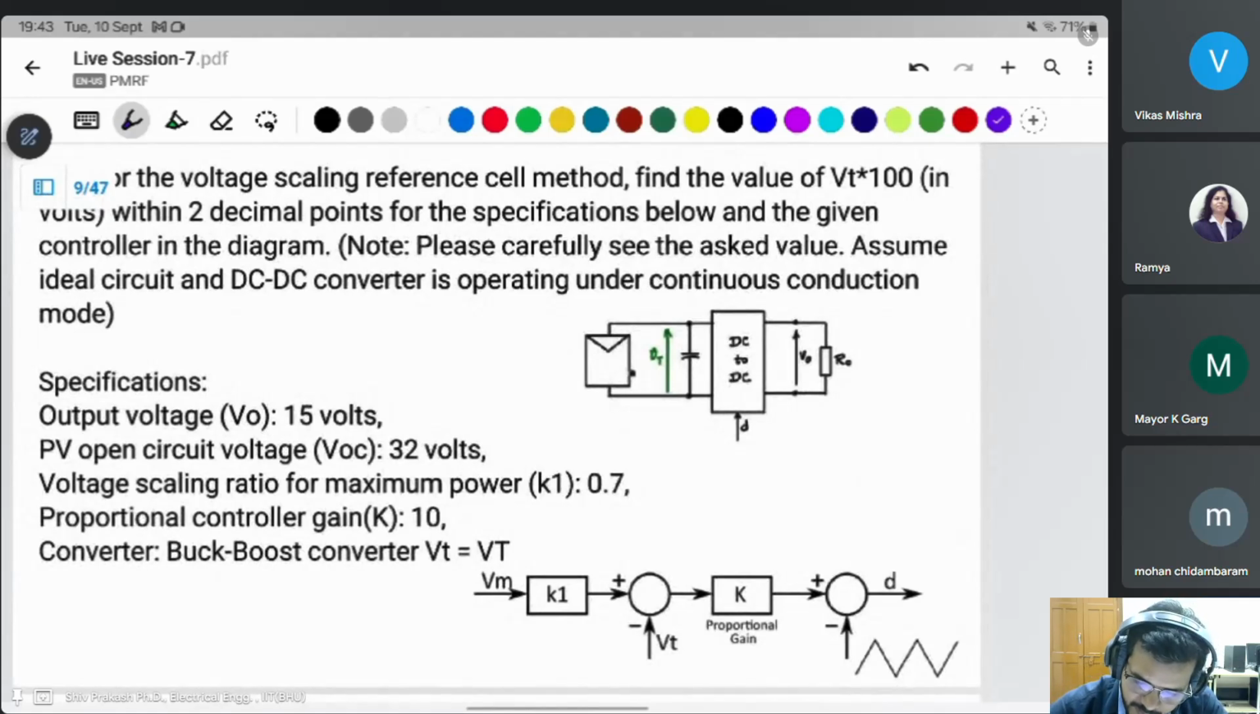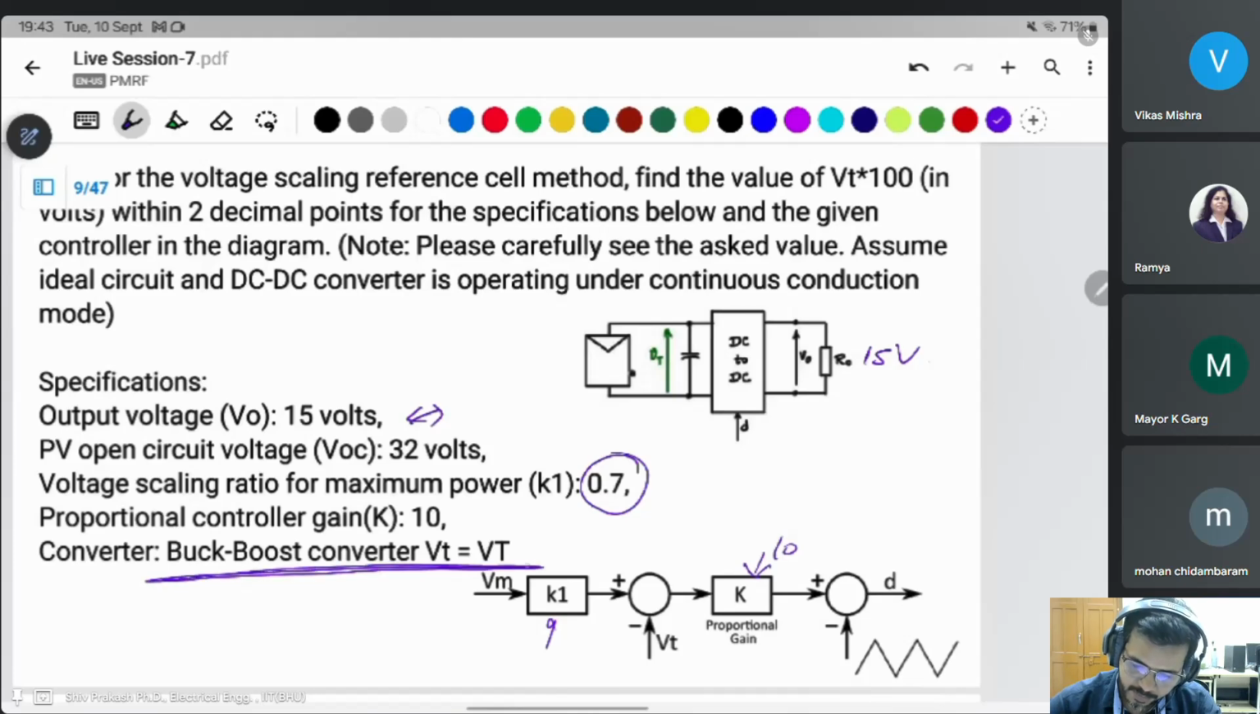Output voltage is given. This voltage is 15 volt, and the PV open circuit voltage VOC is also given, 32 volt. The voltage scaling ratio K1 is 0.7. The proportional controller gain is given as 10. The converter is a buck boost converter. It means this is the buck boost converter.